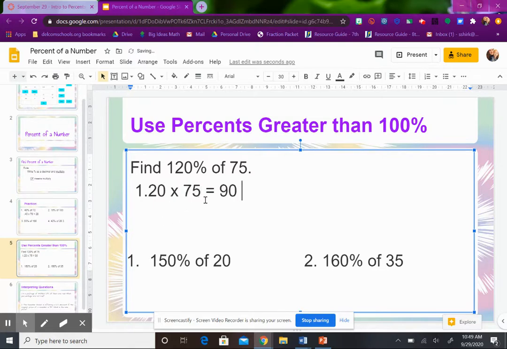The difference from this slide to the last slide is that your answer of 90 is actually greater than the original number that you started with. So that's the gist of today. We're working with starting percentages. Tomorrow we'll be doing solving proportions to lead into percent problems or percent word problems.